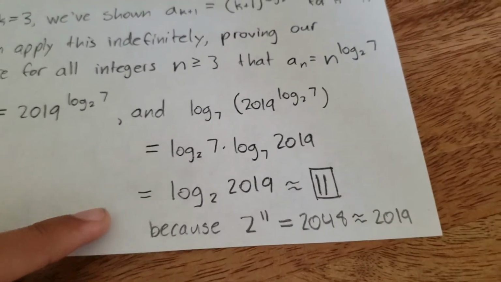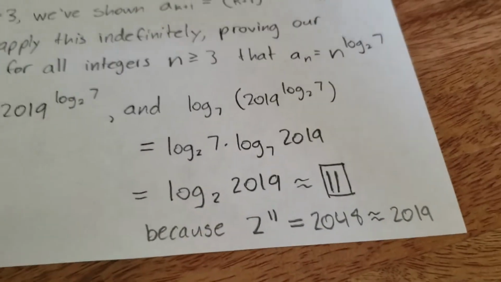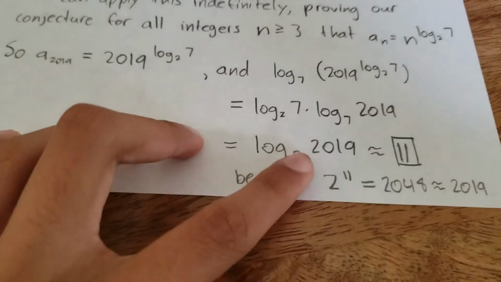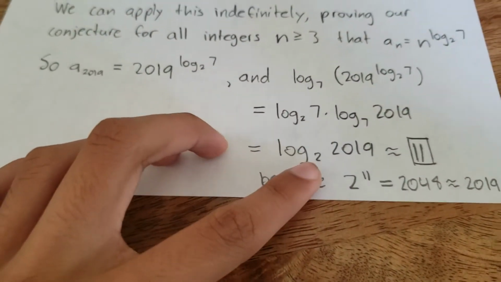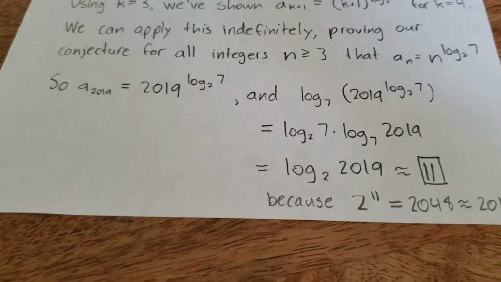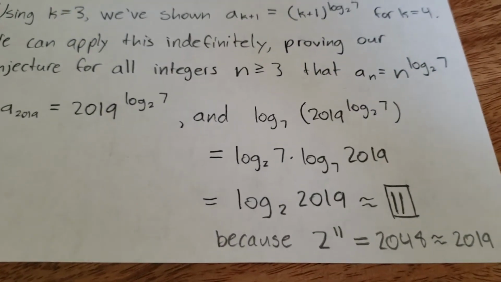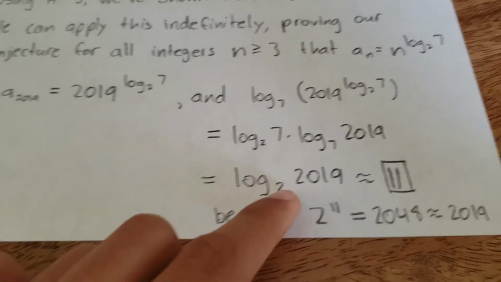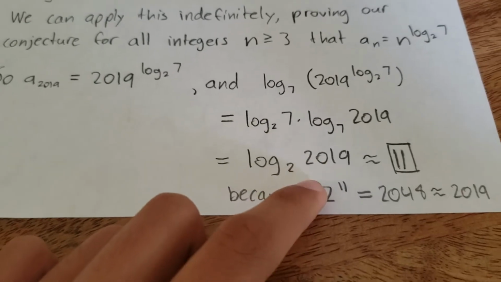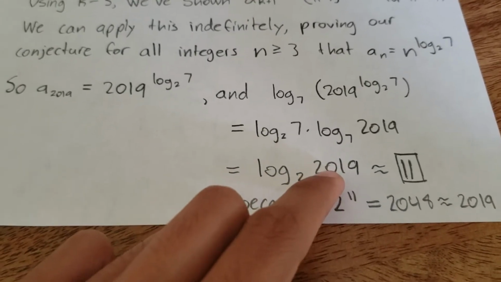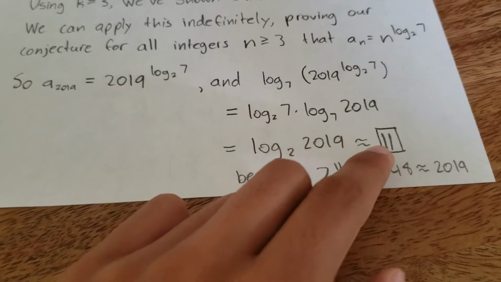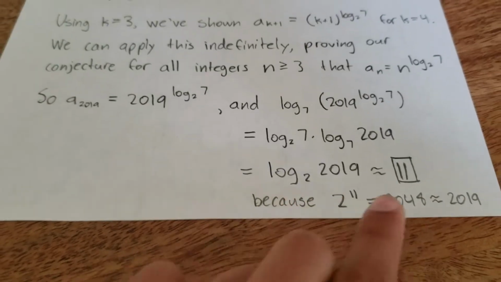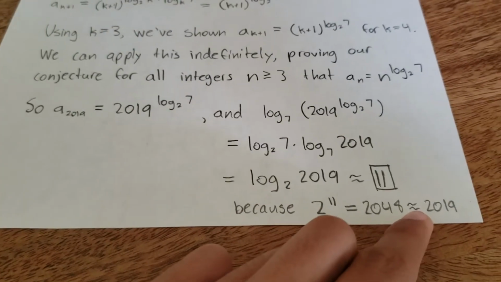Well, powers of 2 are like 512, 1024, 2048. And we need to find the power of 2 that is closest to 2019. And we can see that that's probably 2048, because that's closer than 1024, and the next power of 2 is just 4096. Alright, so because this is closest to 2048, what's log base 2 of 2048? Well, that's 11, and you can verify this computationally because 2 to the 11th power is just 2048, and that's closest to 2019.